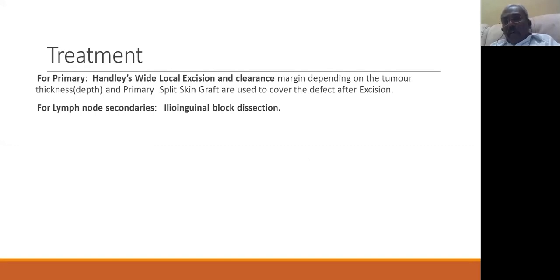And for SLN also, now people say you do an ultrasound. If you see an ultrasound positive node or a palpable node, you do an ultrasound guided fine needle aspiration from the node. If the node is positive, then no point in doing SLN. Then you have to go for a definitive block dissection. All right. So biopsy from the T and biopsy from the N are a little different.